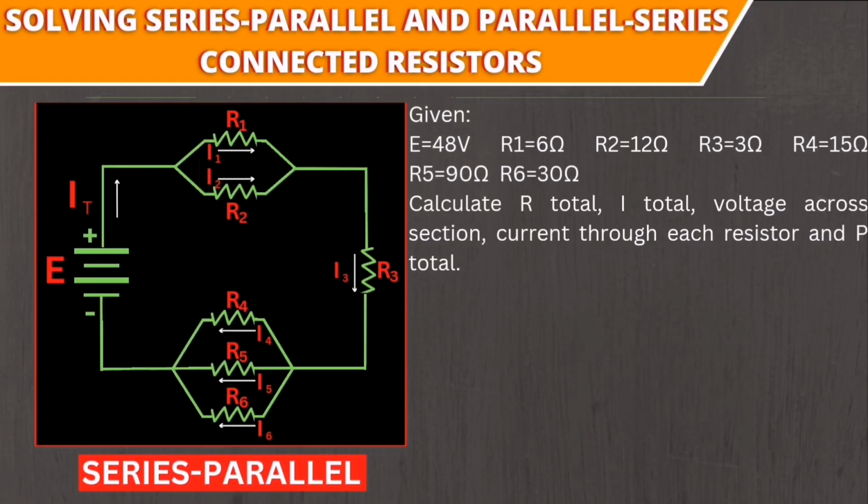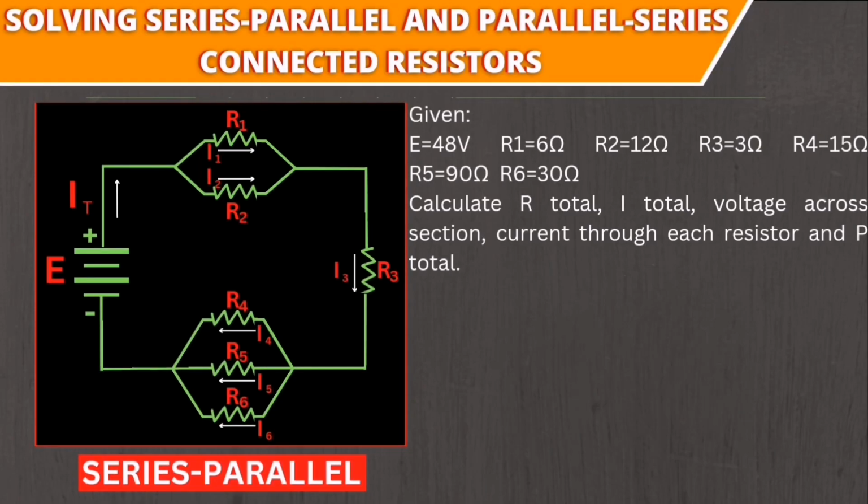Calculate for A. Total equivalent resistance R sub T. B. The total current I sub T. C. The voltage drop across each section. D. The current through each resistor. E. The total power taken by the entire circuit.